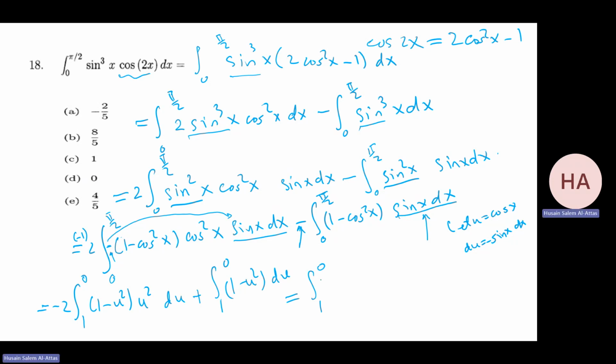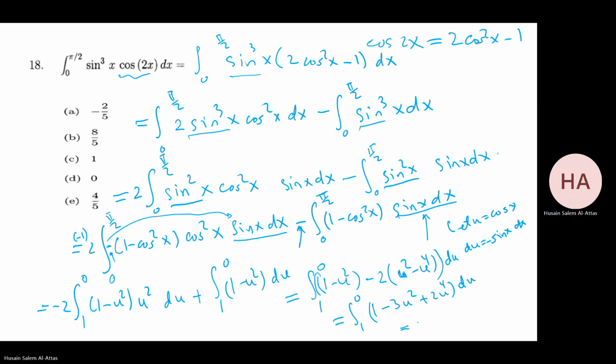Let me do the multiplication. I have 1 minus u square minus 2 times u square minus u to the power 4, all of this du. Yeah, that will be what? From 1 to 0. Let me continue as 1 to 0. Okay. I have 1 minus u square minus 2u square. So I have 1 minus 3u square plus 2u to the power 4 du.